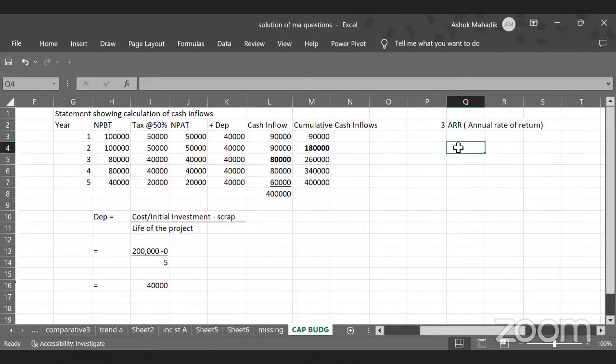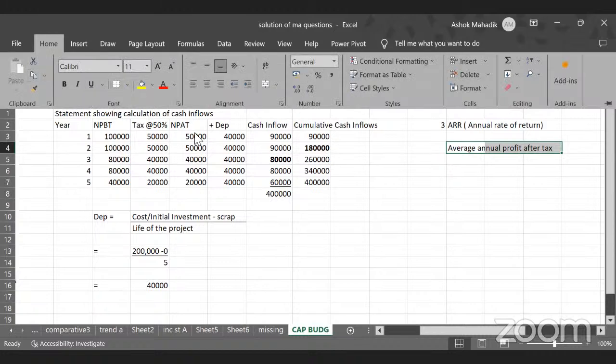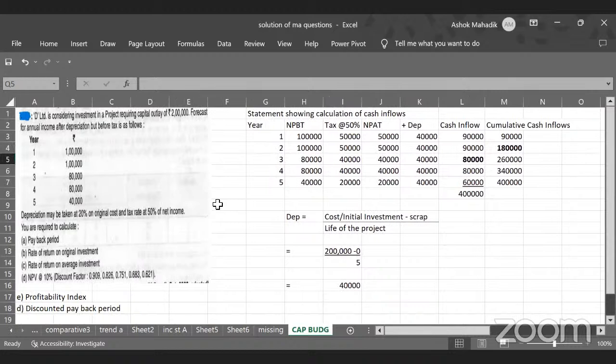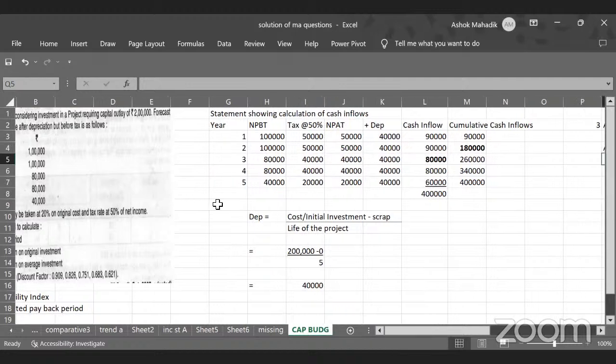Formula for ARR is average annual profit after tax upon, students, here you have two options. Either you take original investment, which is 2 lakh rupees, or average investment, opening plus closing divided by 2. So this time, it asks you to calculate by both the methods. You can see in the sum B and C, the rate of return on original investment as well as average investment. So I'll show you by both the methods.